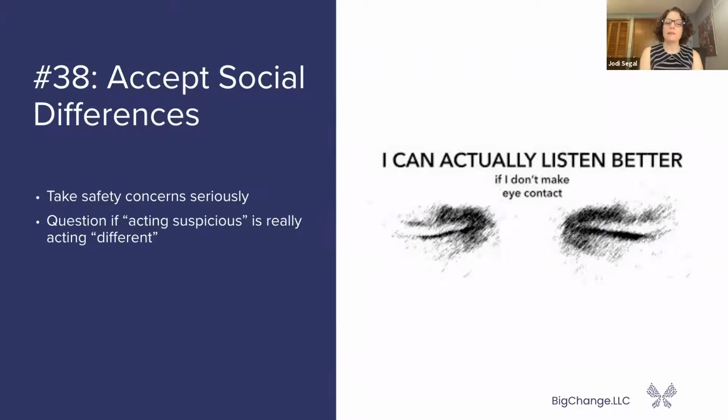Maybe making eye contact is uncomfortable or inappropriate for them. Maybe they aren't shaking your hand because of a health concern. Start from a place of empathy and try to put yourself in their shoes before making a judgment, and assume best intentions until someone shows you otherwise.